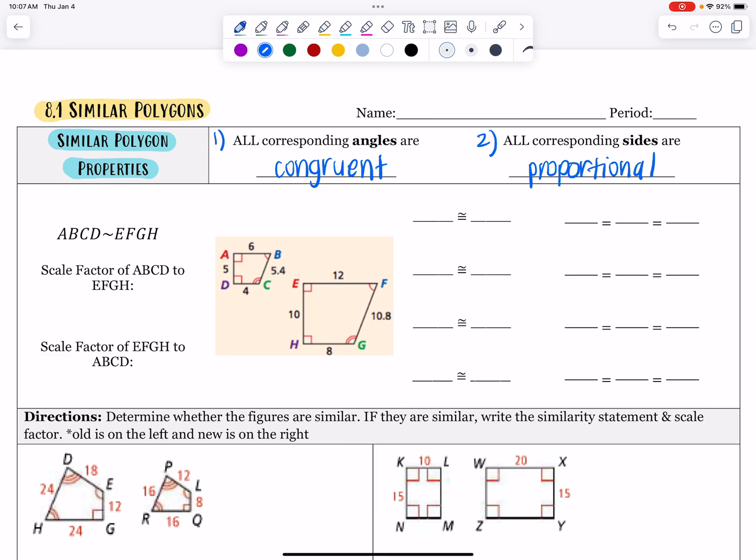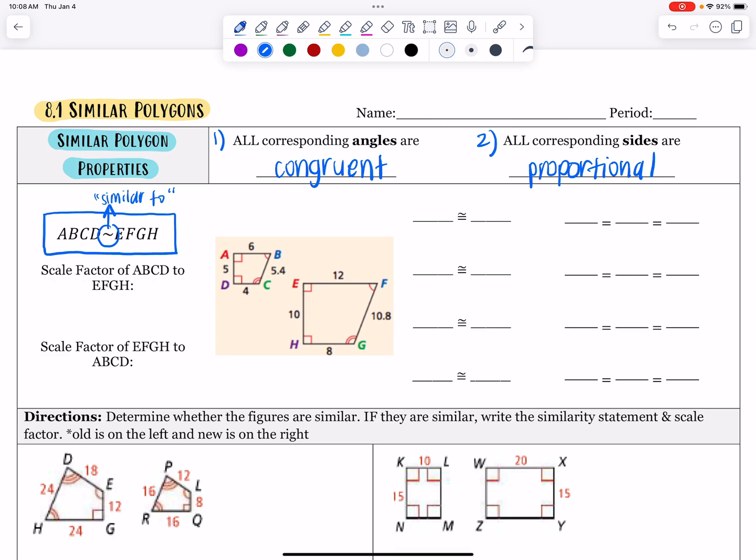So it's like in dilations when we did transformations. You might be making a shape either bigger by a scale factor, or you might be making a shape smaller by a scale factor, but the angles stay the same. The side lengths are all going to change proportionally. This statement is very similar to our congruent statement, but now instead of saying these two polygons are congruent, this means polygon ABCD is similar to polygon EFGH.